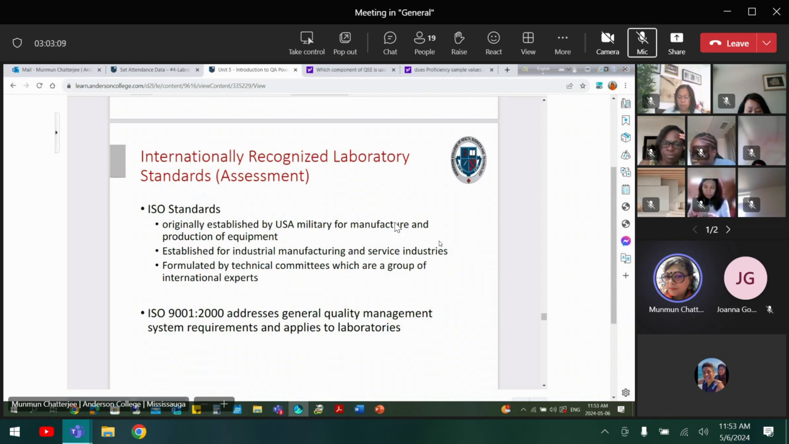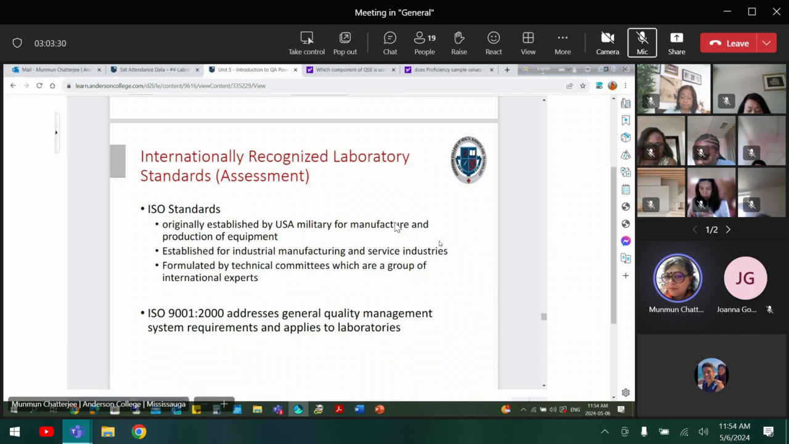ISO is an internationally recognized standard. The ISO organization, the International Organization for Standardization, is basically ISO. So ISO 9001:2000 addressed general quality management system requirements and applies to all laboratories, not only the military now.